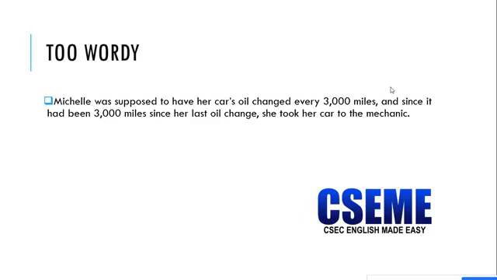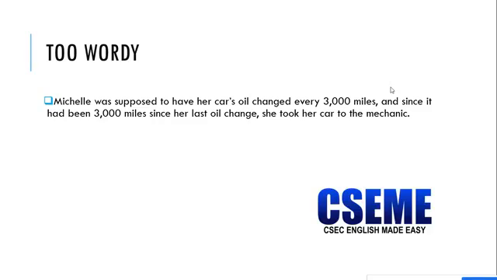Now, when we talk about the term too wordy, looking at the example provided, the idea is being expressed. In theory, the sentence is acceptable. However, we're using too many words to convey the idea that we're trying to convey. And the idea is Michelle needs to take her car to get the oil change because she's supposed to change it every 3,000 miles.